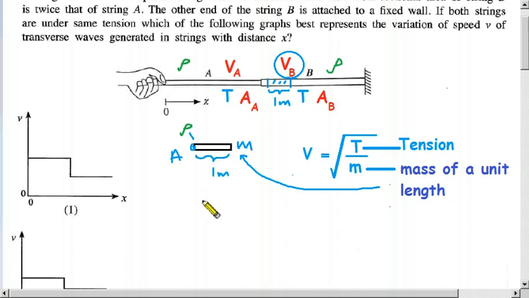The relationship is rho equals mass divided by volume. I write the word total because I can't write V, since we have already taken V for velocity. So what we need is mass. Mass equals rho times volume.